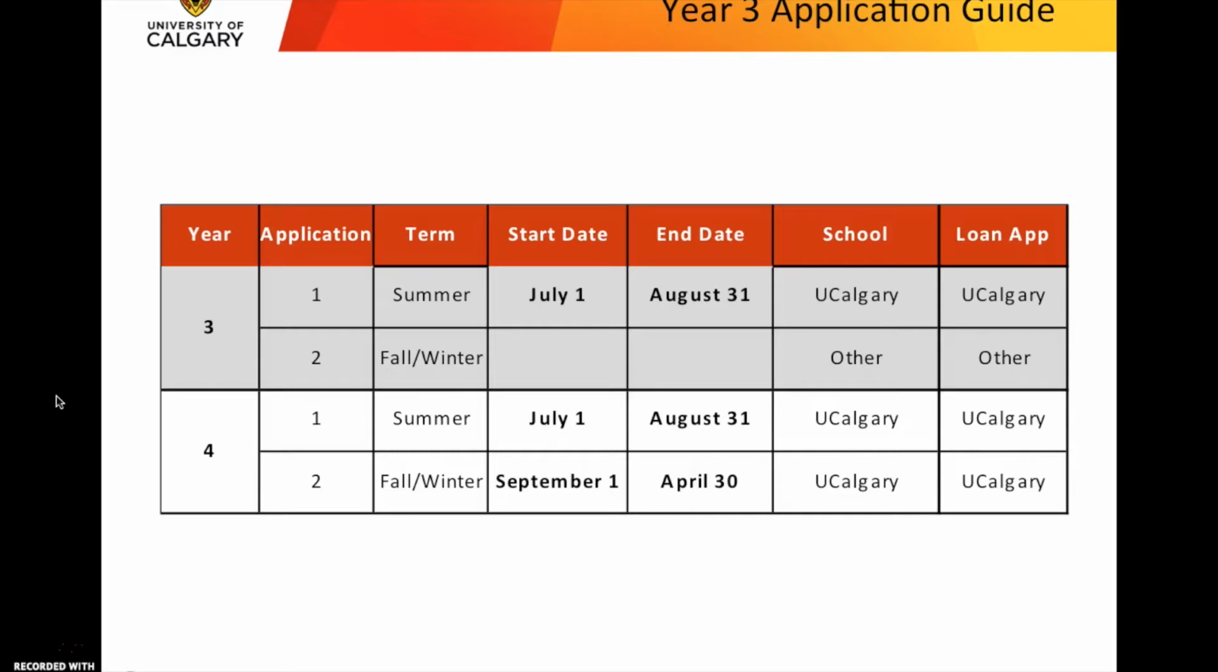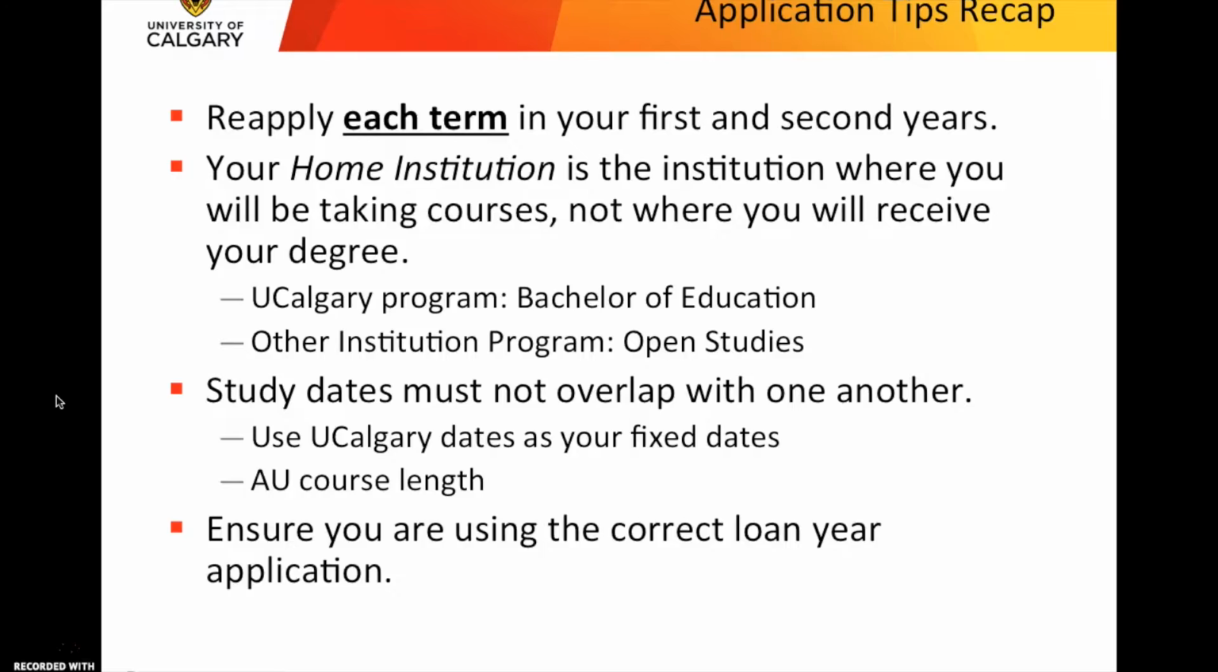Your fall-winter loan application can be for the entire academic year, running September through April. So just to recap some important tips to bear in mind when you are submitting your loan application for community-based education studies. You need to reapply each term in your first and second years. Ensure you're submitting a new loan application each term. If you do not do this, your loan disbursement for following terms may be delayed until you reapply with the correct dates and correct home institution.